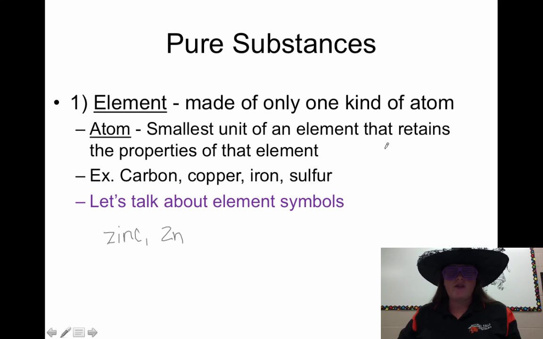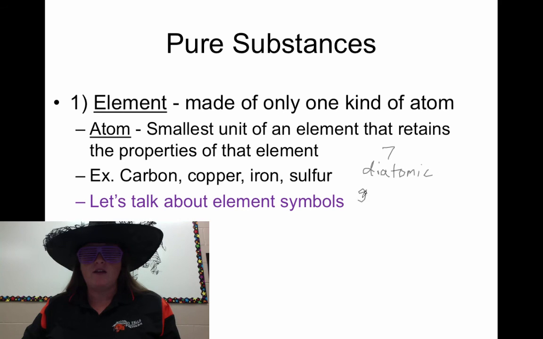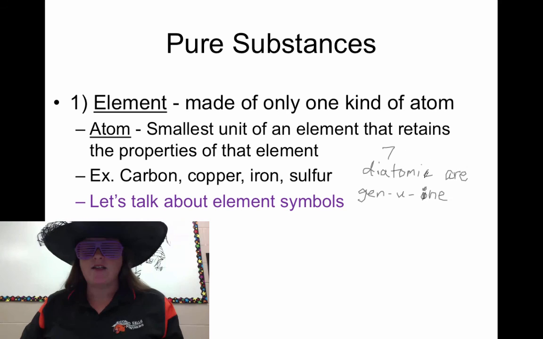But there are 7 elements that are called diatomic, and I will remind you that they either end in -gen, G-E-N, or -ine, I-N-E. So there's a saying that diatomic elements are genuine.